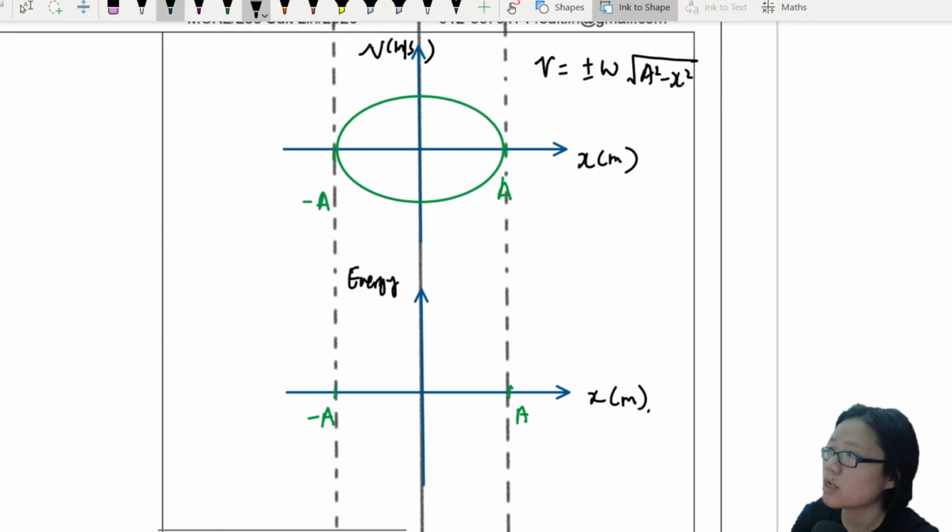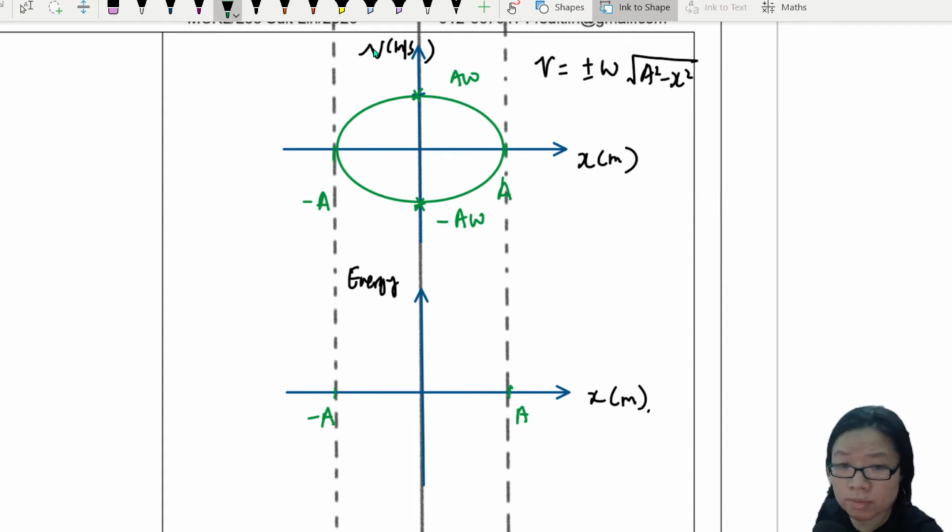Okay, so right now up here, this value is A omega, and the bottom value is negative A omega. All right, your maximum value here and here. Okay, I think we're good to go. So let's think about kinetic energy. Of course, the kinetic energy will be maximum here. So I expect KE to be maximum.